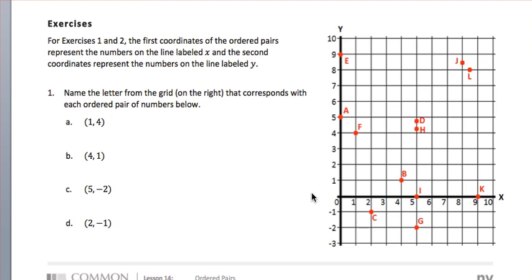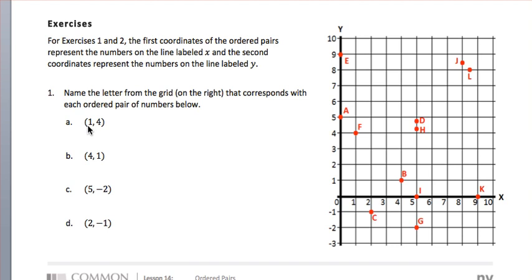For exercises 1 and 2, the first coordinates of the ordered pairs represent the numbers on the line labeled x. That's our horizontal axis. And the second coordinates represent the numbers on the line labeled y. And that is our vertical axis. It always goes x first and then y. One way you can remember is the alphabet. The order of the alphabet is x and then y. So across and then up and down.